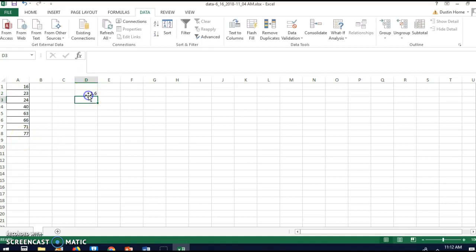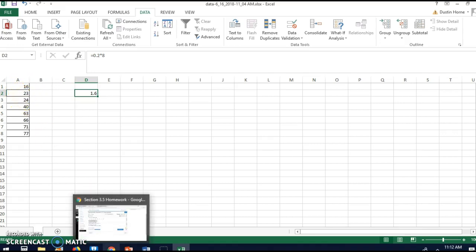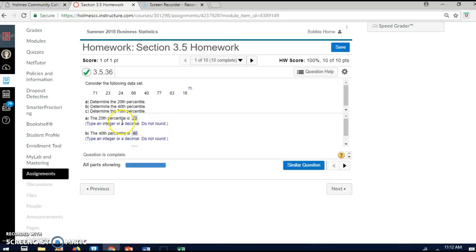So 1.6 is the 20th percentile. But what we want to do is round it up. If it is over 1, no matter if it's 1.1, 1.2, 1.3, we are going to round that up to the second number. So the second number here would be 23. So 23 is in the 20th percentile.